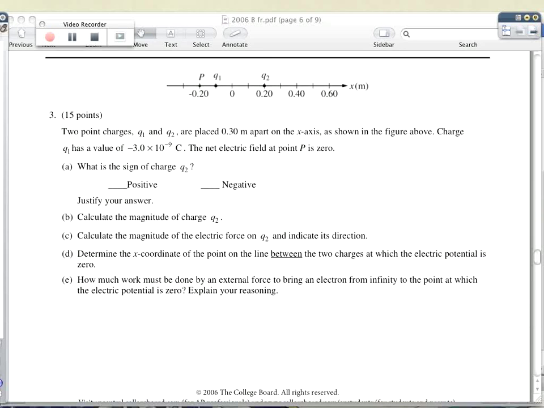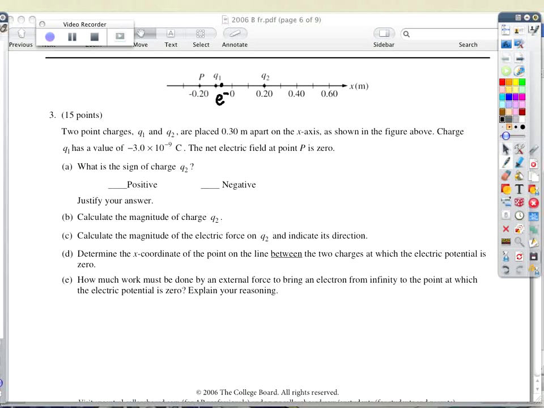Okay, and then for D, oh no, sorry, we did D. For E, how much work must be done by an external force to bring an electron from infinity to the point at which the electric potential is 0? Explain your reasoning. Electron from infinity. So basically, you just calculate what is the potential energy of the electron at those 2 points. So if you put an electron here, then how much potential energy does it have between both of those 2 charges? And then that's going to be the amount of energy it requires.